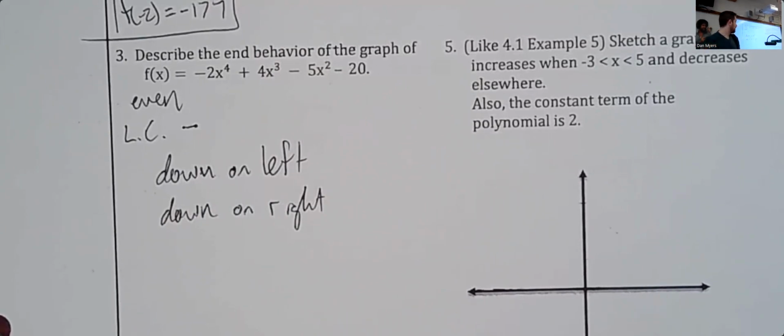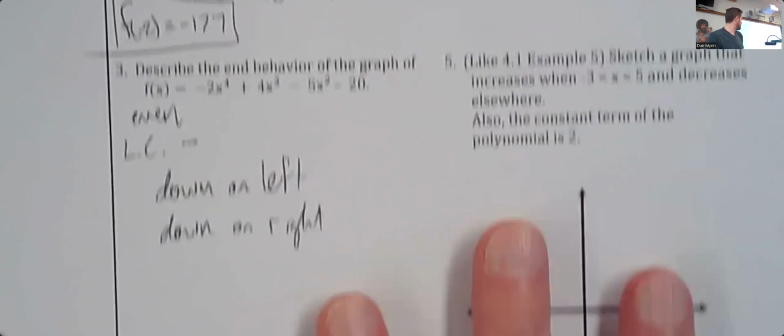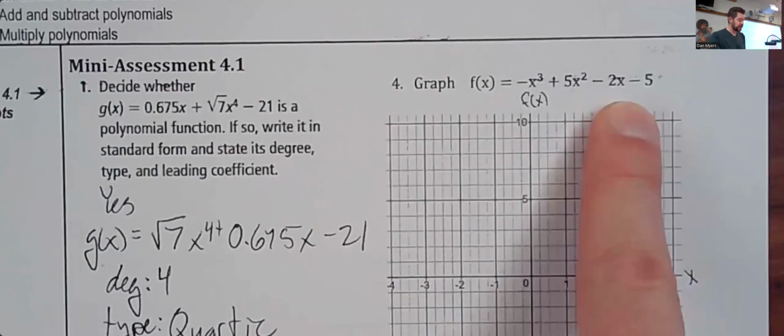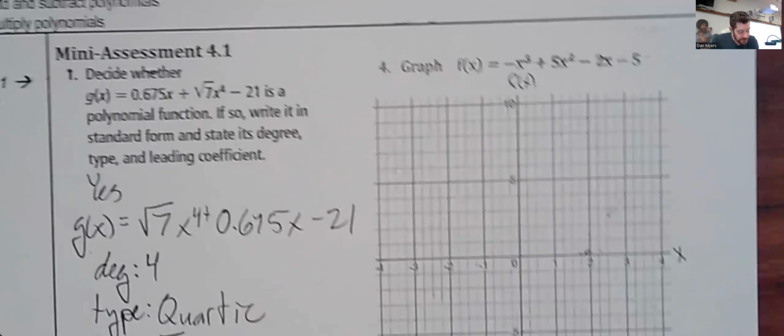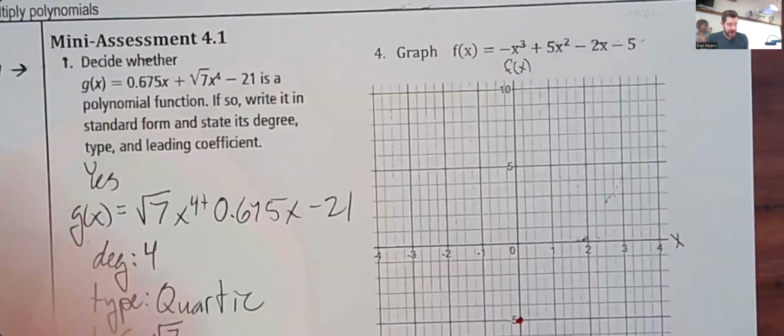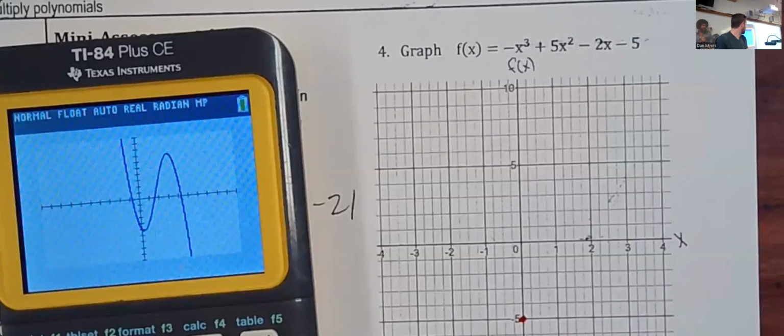All right, the next one is a graph. Pop this up real quick. So this will be negative x to the power of 3 plus 5x squared minus 2x minus 5. First of all, the minus 5 at the end, that's our y-intercept. So the y-intercept is negative 5 for sure, which is here. And then the graph looks like that.